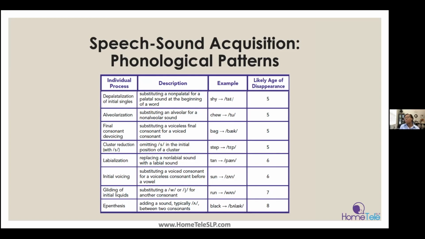So let's talk about final consonant devoicing. So a child is substituting a voiceless final consonant. So for example, the letter K versus the letter G. We talked about how K is voiceless and G is voiced, and they're both produced in the same place, right? Here in the throat. It's a velar sound, a back sound. So when they're substituting something that's voiceless, the word bag, for example, becomes back.